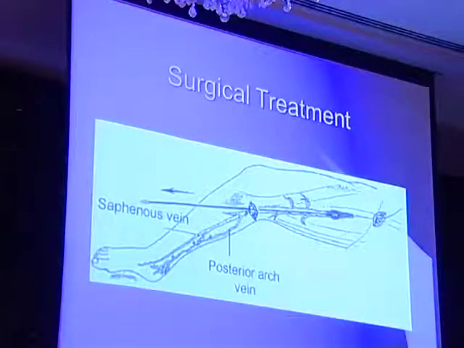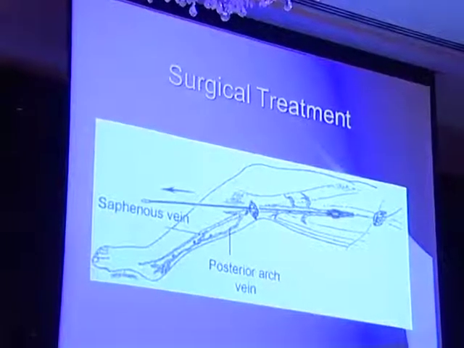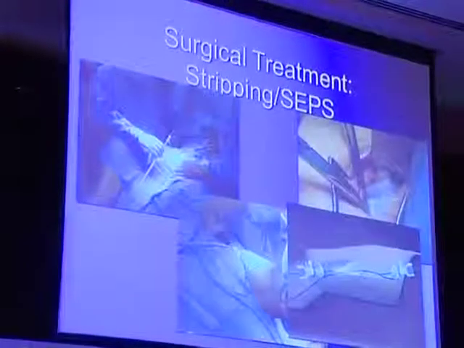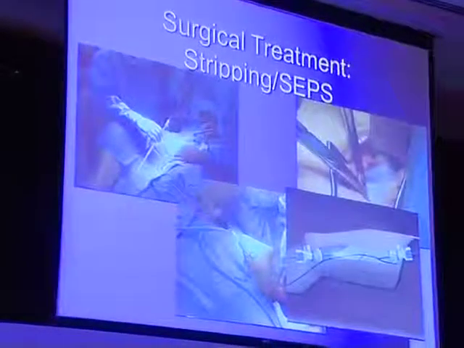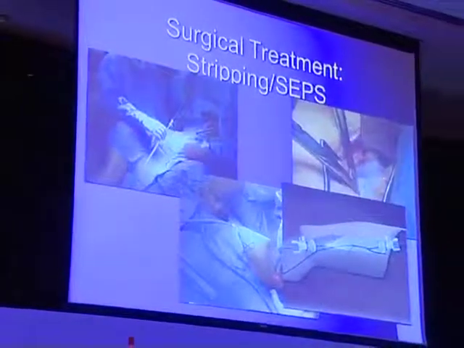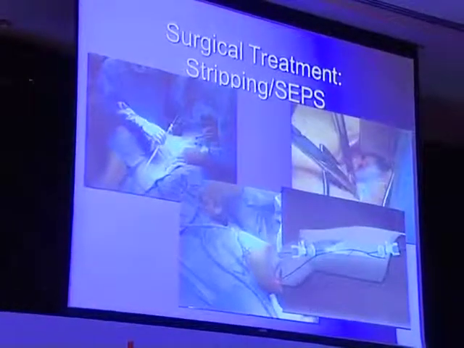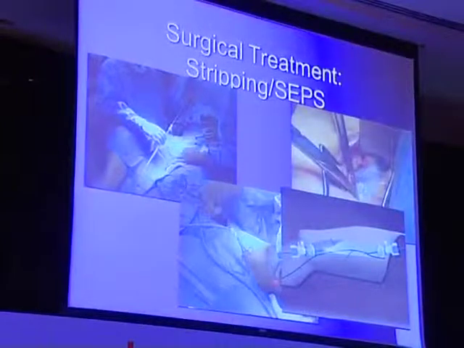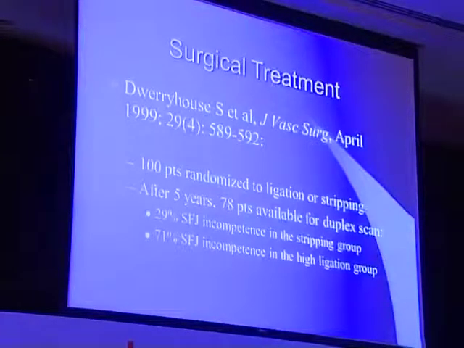Basically here, what we do is ligate the saphenous vein at the level of the saphenofemoral junction, and the entire vein is connected to this long rod and cut off and stripped out. SEPS, which is a laparoscopic technique to ligate the perforators, is really a technique that's kind of dying out with the new available techniques.